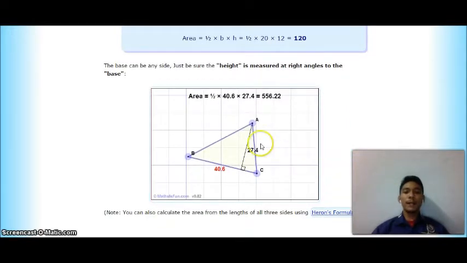So another example, how to calculate this triangle. As you can see, this is the base of the triangle and this is the height of the triangle. So just put the values into the equation and you get 556.22.